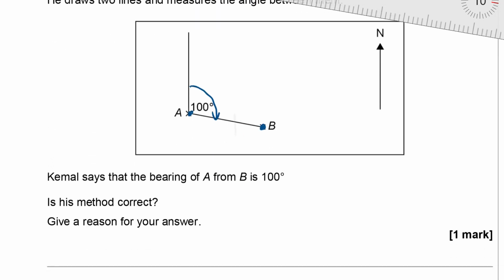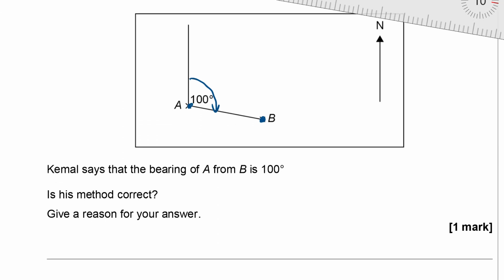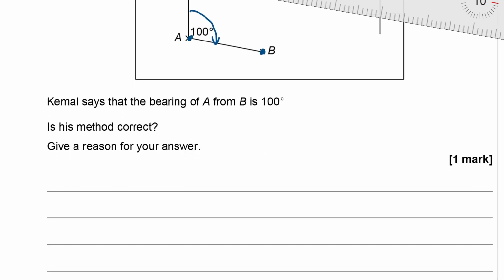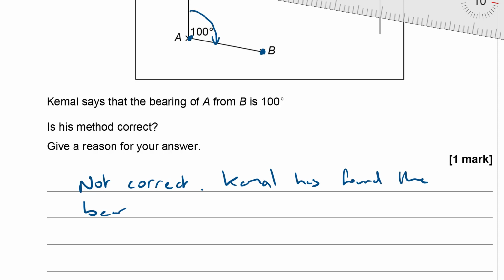But what's he done wrong? So I'm going to say not correct. Kamal has found the bearing of B from A and not A from B.